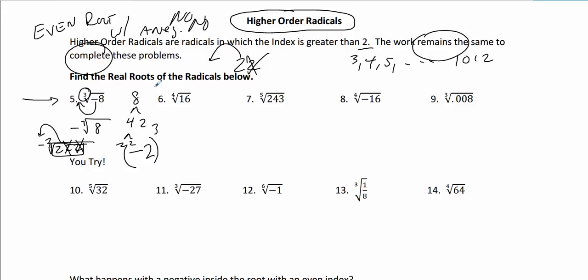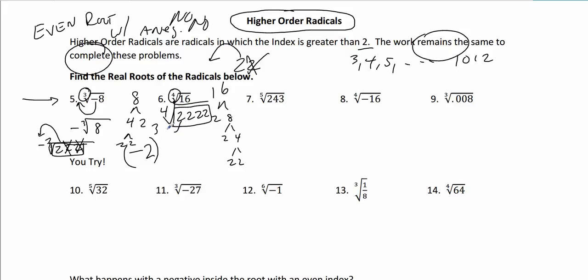All right, let's go on to number 6 there. I want to take the 16 and break it down: 2 and 8, 2 and 4, and 2 and 2. So this is really the fourth root of 2, 2, 2, and 2. Well, what did we say on this problem? I need that many in a group. The index is 4, so I need 4 in a group.